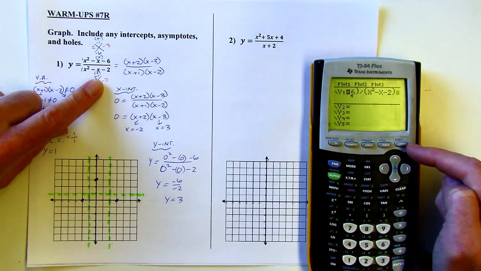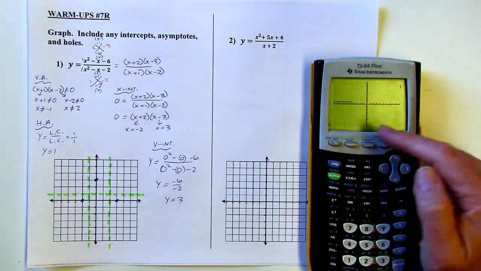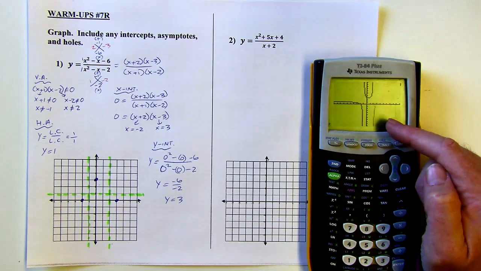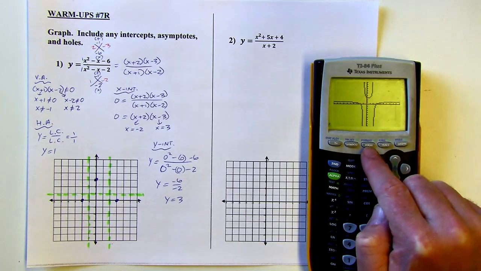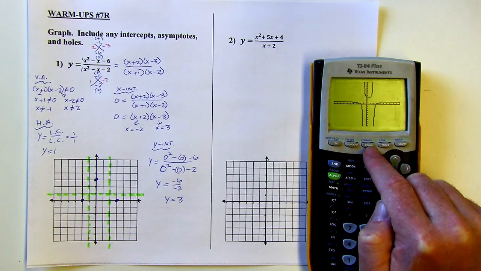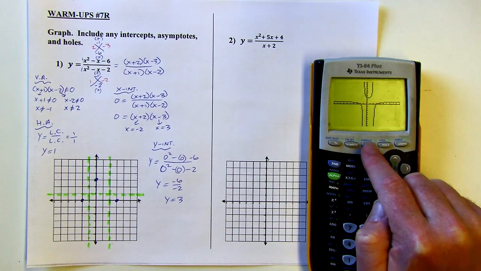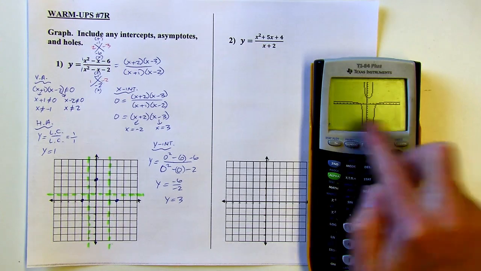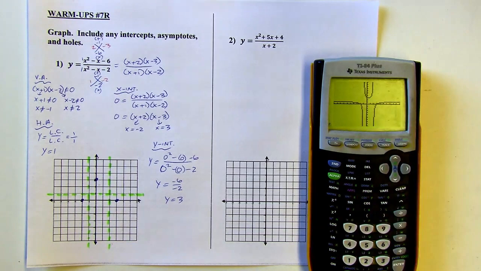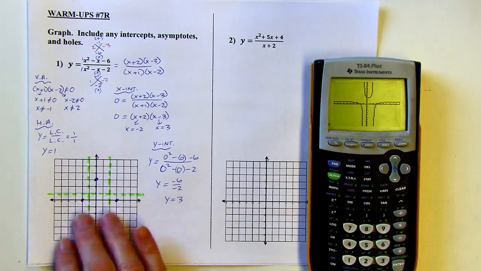Once you get it in there, hit graph. Okay, I have like a 10 by 10 graph here, but if you have some different view, this is the standard zoom. So if you hit zoom and go to zoom standard, that'll give you this 10 by 10. Okay, you can always zoom out or zoom in from there. But this is looking pretty good with what I have here.